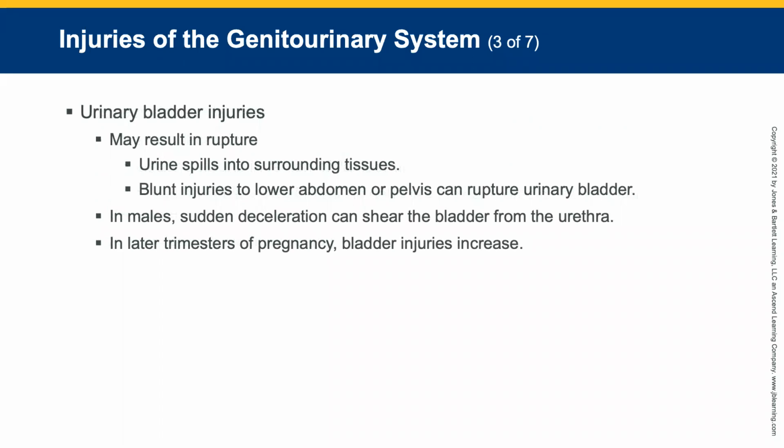So urinary bladder injuries may result if it's ruptured. We did say a few minutes ago that urine will spill into the surrounding areas. It is very acidic. They can potentially find it at the time of surgery. If not, they will find the infection. Some blunt injuries to the lower abdomen or pelvis can cause rupture of the urinary bladder, particularly when the bladder is full and distended. Penetrating wounds of the lower mid-abdomen or the perineum can directly involve the urinary bladder. So in males, you see right there, sudden deceleration from a motor vehicle or motorcycle crash can shear the bladder from the urethra. Ooh, that sounds painful.